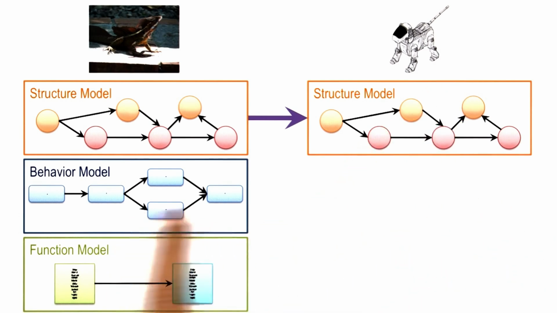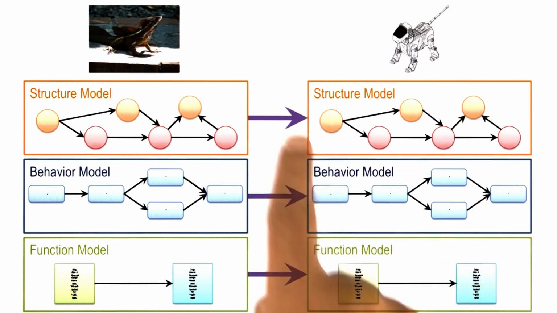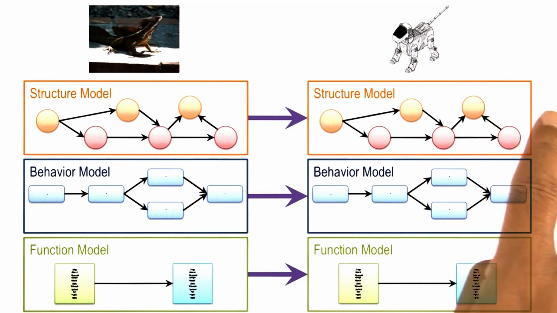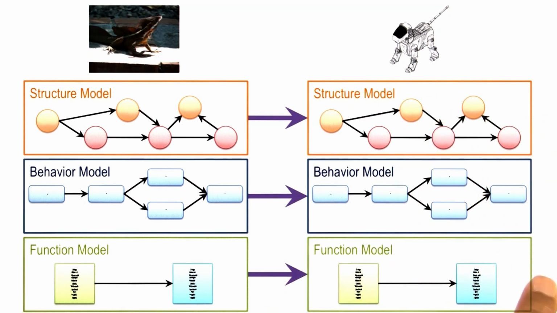Having constructed a structural model for this robot that can walk on water, then we can try to transfer the behavioral model and then the functional model. And in this way, we have a complete model of a robot that can walk on water along with an explanation of how it will achieve its function. This is sometimes called compositional analogy.